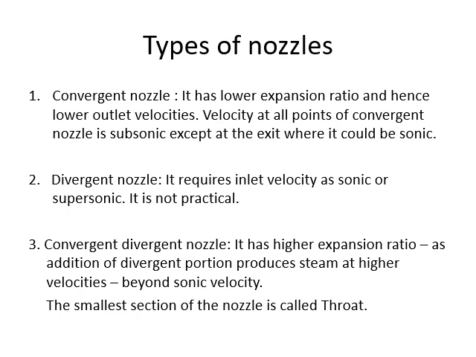The convergent divergent nozzle is the most widely used steam nozzle. It has a higher expansion ratio as the addition of the divergent portion produces steam at higher velocities beyond sonic velocity. The smallest section of the nozzle is called the throat.